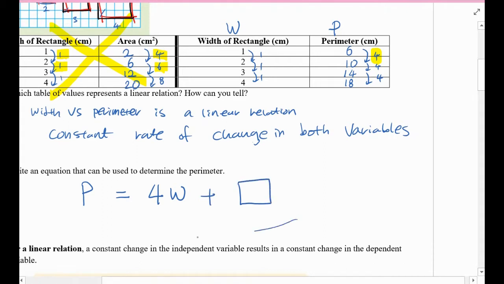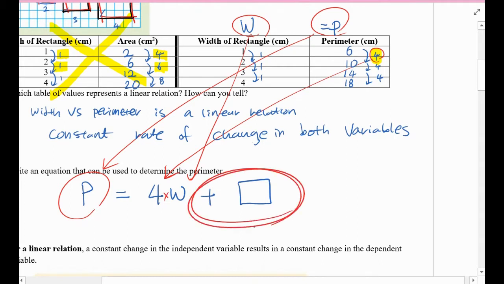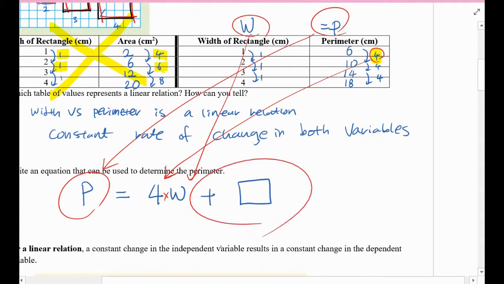Okay, so I want you to remember this form. It always starts with P equals. It always starts with P, and you write 4 here. So you write P first, and you write 4 here, and you write W here. Okay, P equals 4 times W, remember, multiplication is hiding here. And you have to add something here. You're gonna figure this number out.